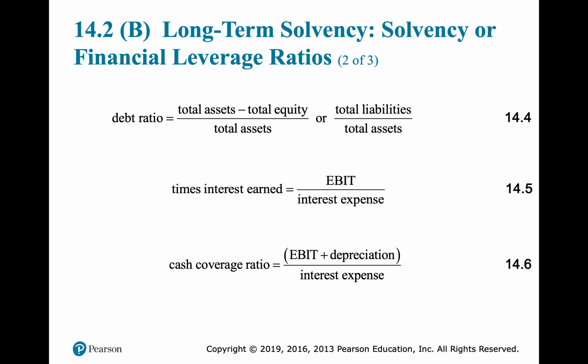So from a bird's eye view, essentially what this ratio does is it tells us if we were to take all of a company's debt and put it up against all of a company's assets, how well would they be able to satisfy those long-term debts if something bad were to happen? Would they be able to satisfy those debts across the long term?